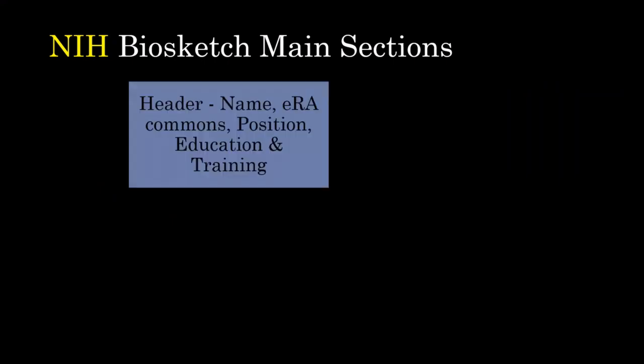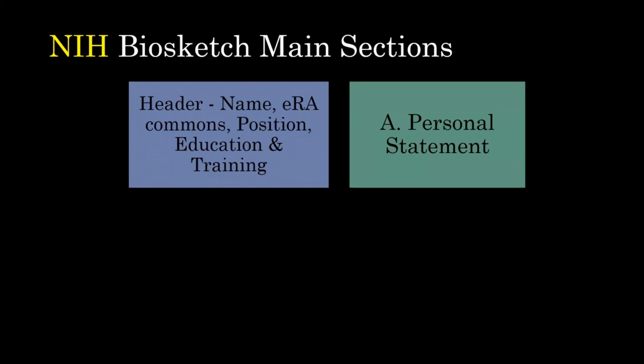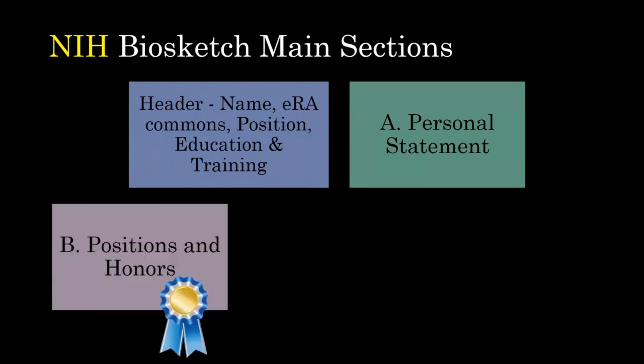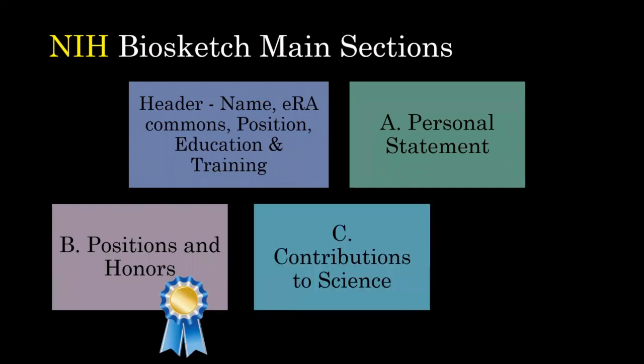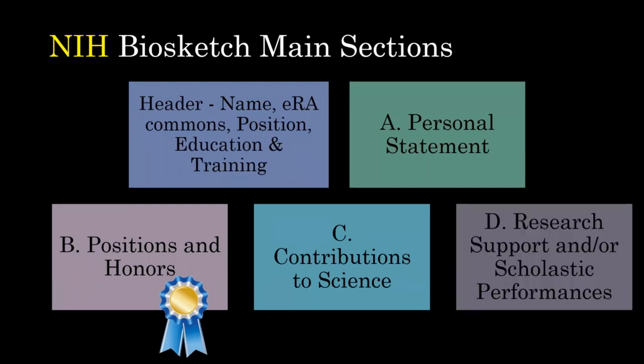All right, so what are the main sections of the BioSketch? The header. In the header, we include the name, the ERA Commons ID, and their position, education, and training. This is where all this information is listed. Section A is the personal statement. Section B is positions and honors. Section C is contributions to science. And Section D is research support and/or scholastic performances.